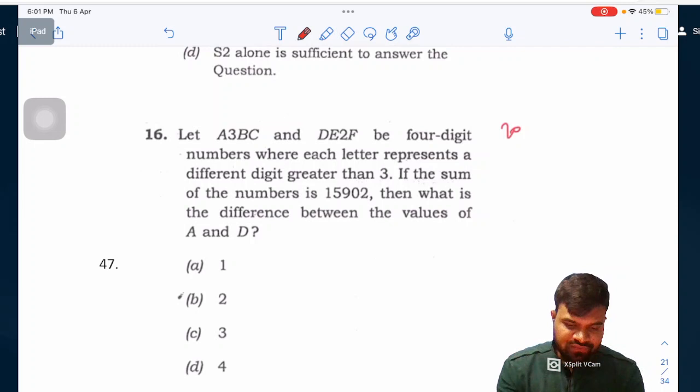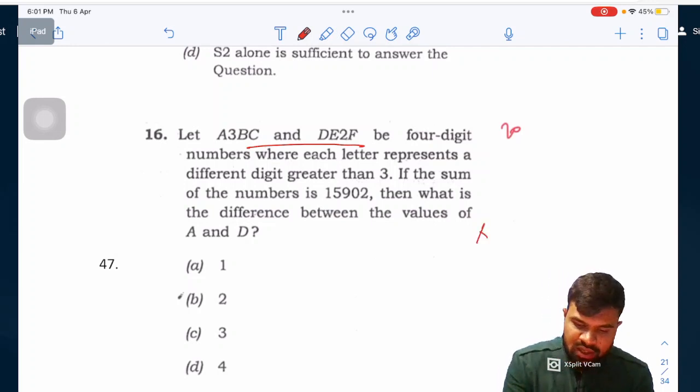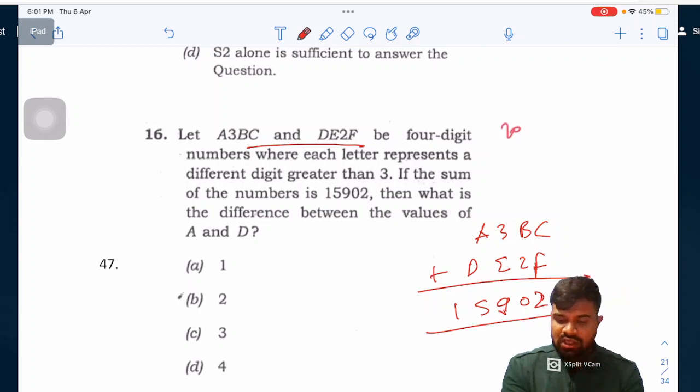Okay, this 47th question is again based on similar things that we were doing in the 2021 paper. It is an A3 BC plus DE2F sum, so do it the way you have been doing since childhood, and the answer is 15902. Now see, there are four digits.